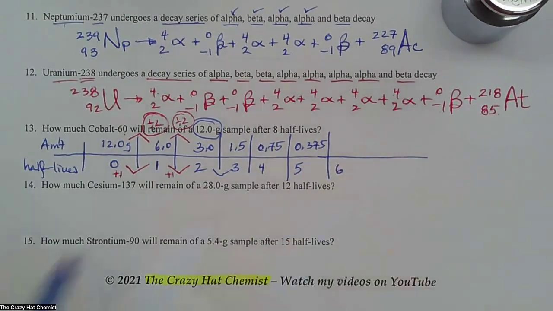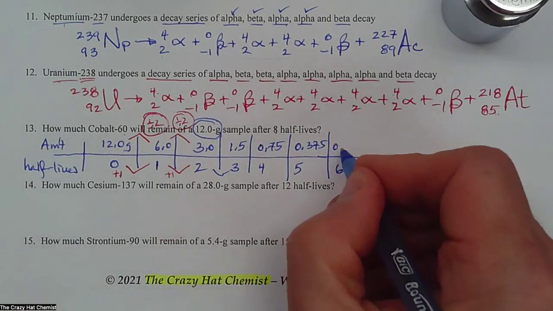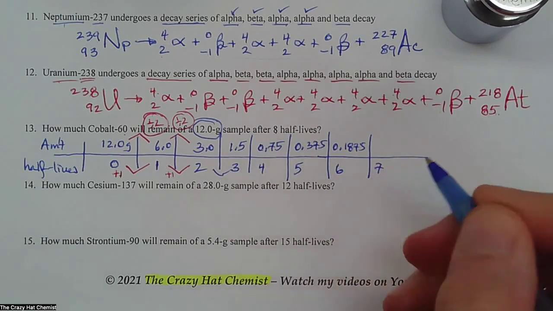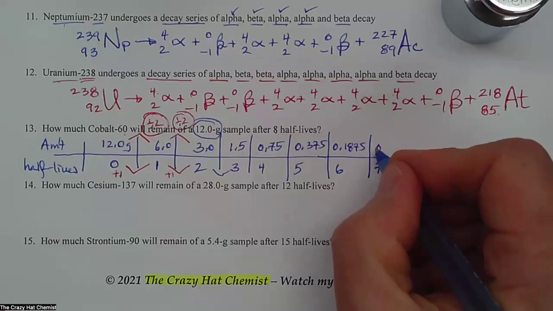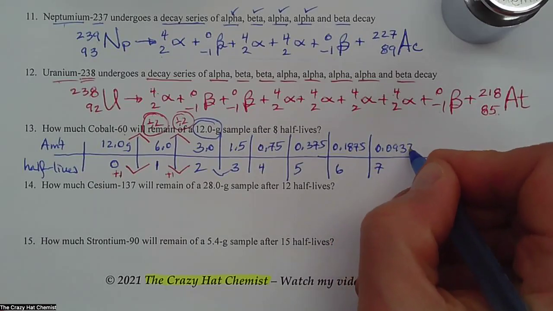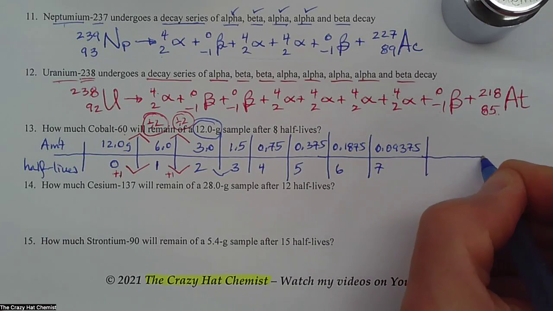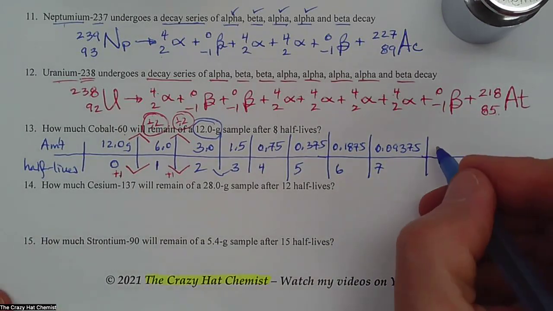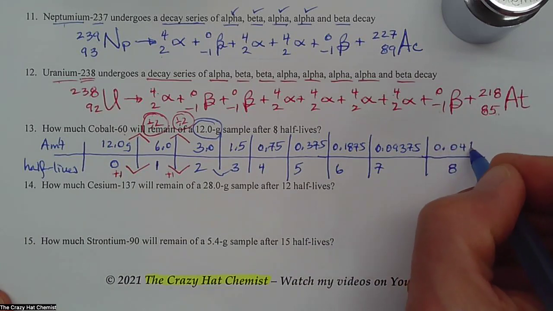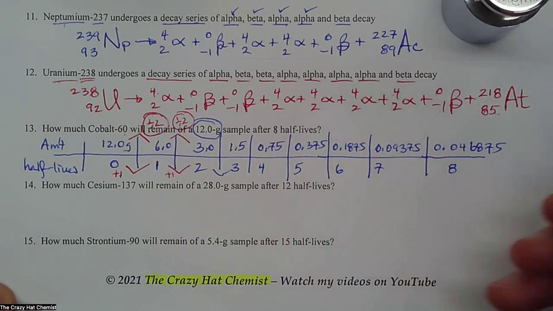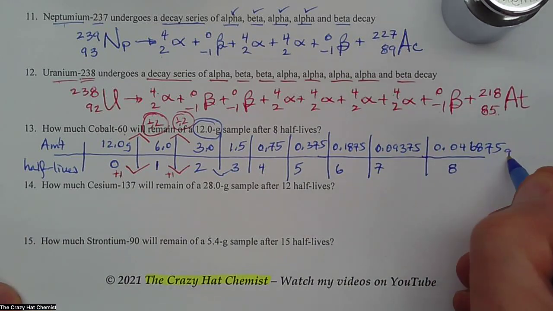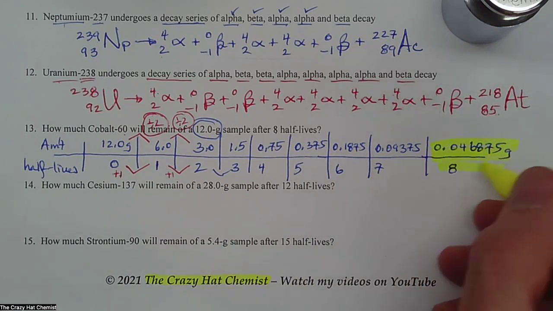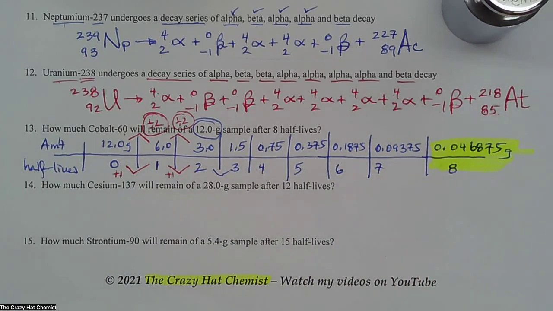This is 6 half-lives, and it is 0.1875, and it's 7 half-lives, and that is 0.09375. And then finally, the one that we're looking for, 8 half-lives, and that is 0.046875. So I'm going to highlight that. That is actually in grams. I'm not looking at significant figures at this moment in time, but that's our answer right there.